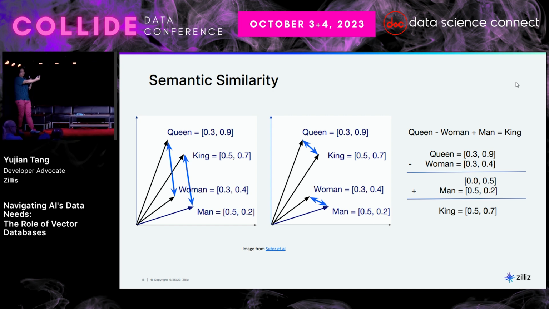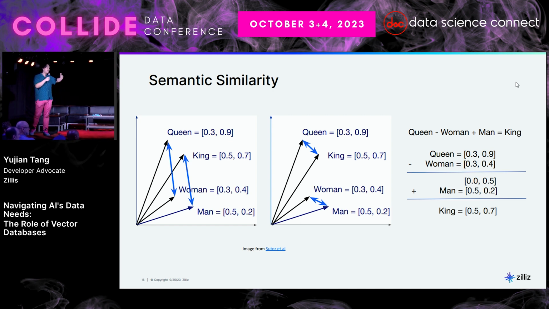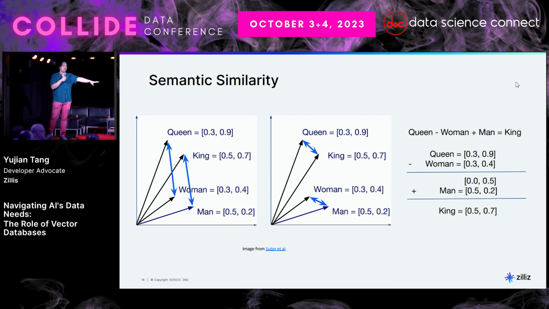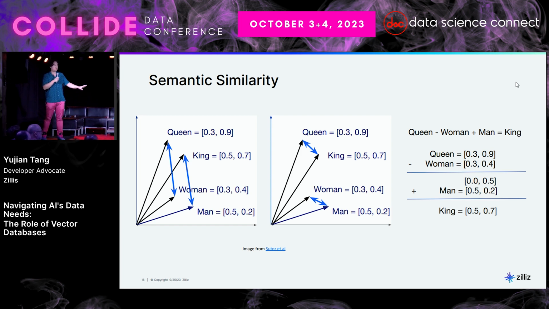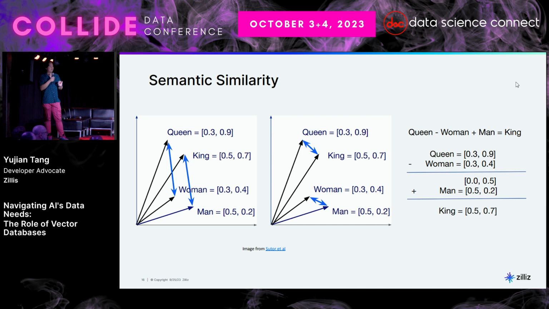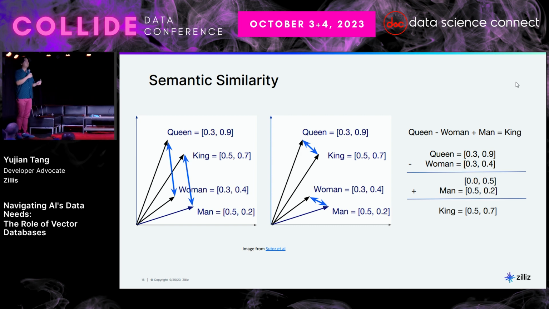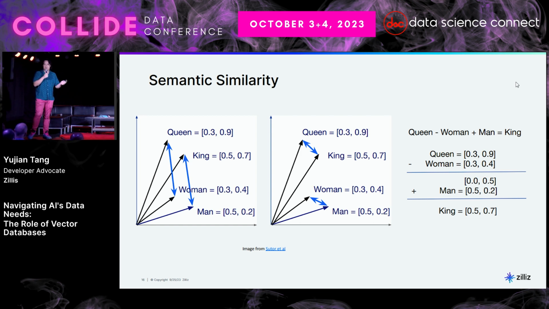And in the equation that I have over to the side there, you can see what I've shown is that if you take the vector embedding of queen, 0.3, 0.9, and you subtract the vector embedding of woman, 0.3, 0.4, you get 0, 0.5, which probably means something like royalty. And if you add the vector embedding of man, which is 0.5, 0.2, you get 0.5, 0.7, which corresponds directly to the word king. The main thing that I want you to take away from this slide is that vector embeddings allow you to do math on things that are not originally numbers, okay?